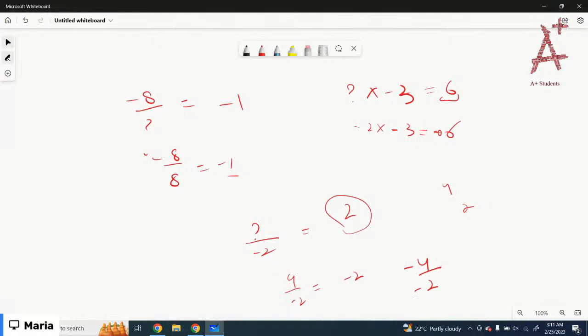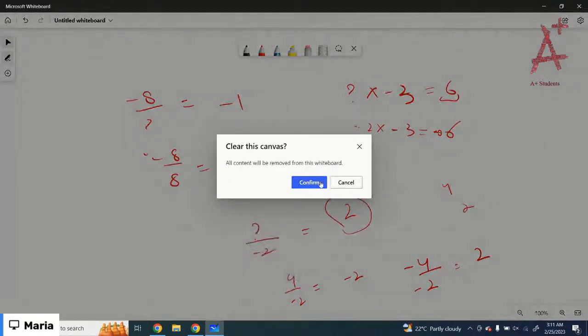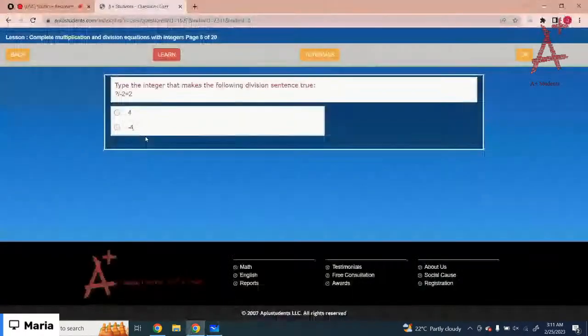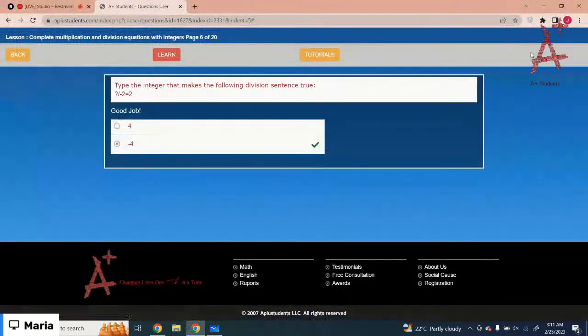That would be negative 2. 4 over negative 2 equals 4 times 2 is 8, and the negative sign cancels out. So that means the missing number is 2. Got it? So select the correct option and click on the OK button. The missing number is -4. Okay, you can complete the test.